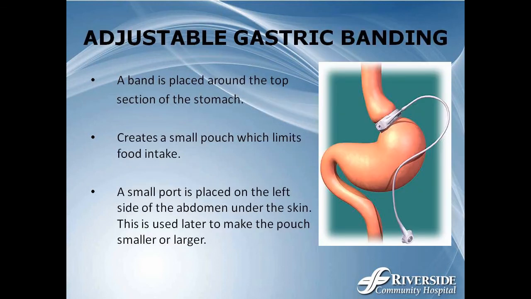The final procedure is the adjustable gastric band, also known as the lap band. A band is placed around the top section of the stomach. It creates a small pouch which limits food intake. A small port is placed on the left side of the abdomen under the skin, which is used later to make the pouch smaller or larger. This port is used for the adjustable fills.